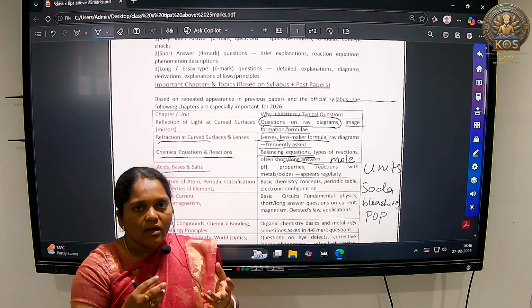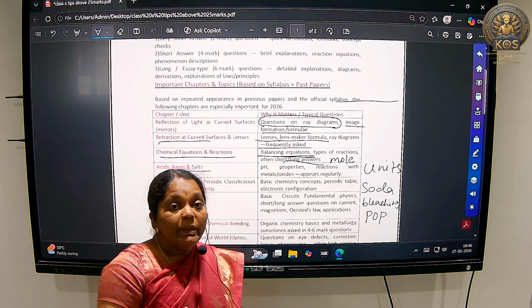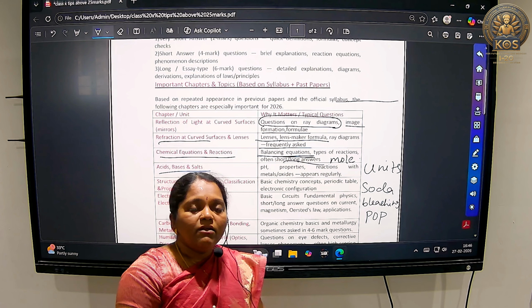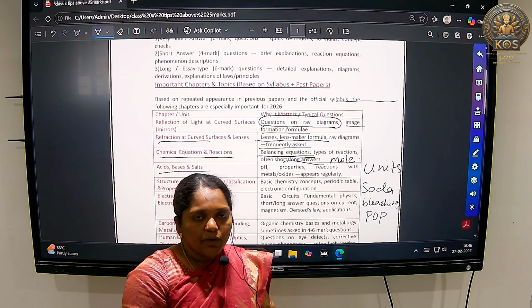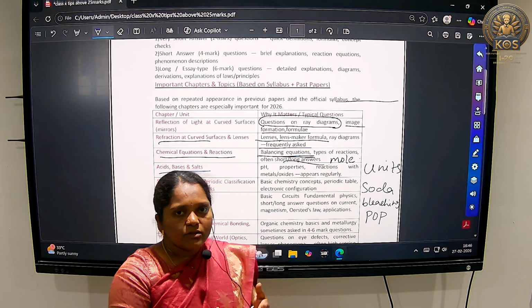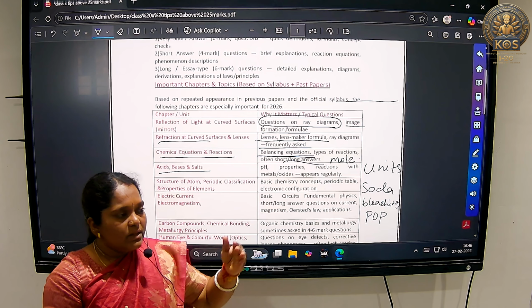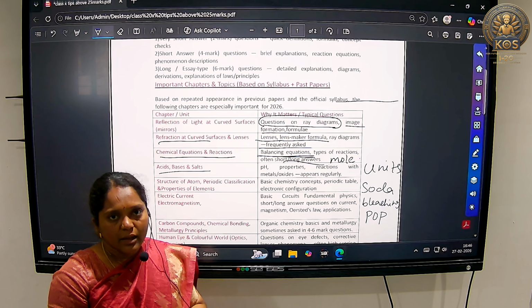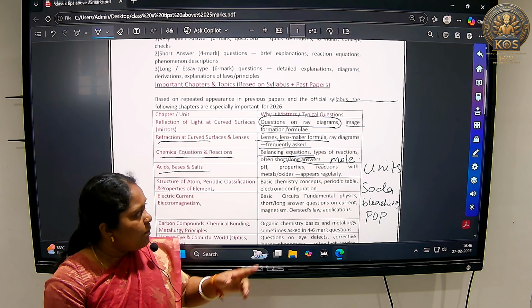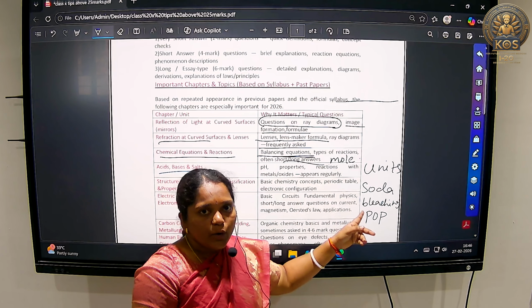In the last 1-2 years, they asked about baking soda, and last time they asked about plaster of Paris and bleaching powder. So every time they repeat these questions in an order. Any one of these four will compulsorily show up in the examination for 4 marks. So practice the salts and their properties.